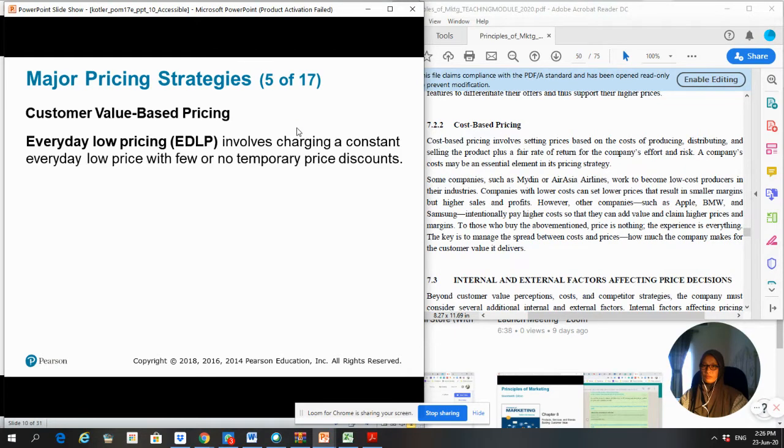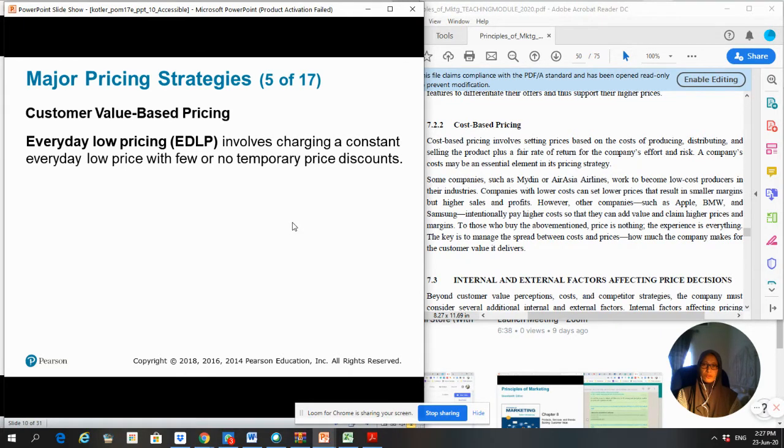Alright. So the other thing is EDLP, everyday low pricing. This is the strategy being practiced by Walmart, the biggest retailer in the world, which involves charging a constant everyday low price with few or no temporary price discounts. It means that it is not restricted to any discount promotions, but customers can get the lowest price, because Walmart has promised to offer the lowest price every day.